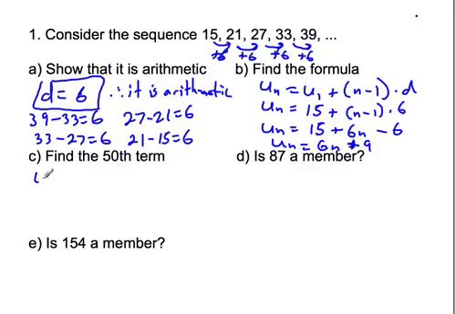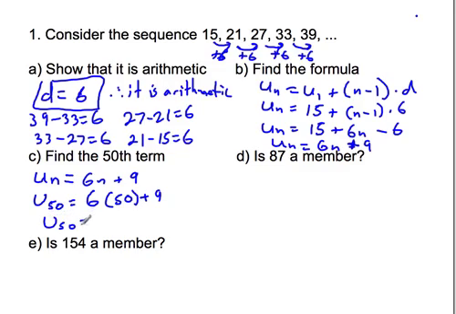So we have u sub n equals 6n plus 9. We're finding the 50th term, so the 50th term is u50. That equals 6 times 50 plus 9. So u50 equals 6 times 50, which is 300, plus 9, which equals 309. 309 is the 50th term.